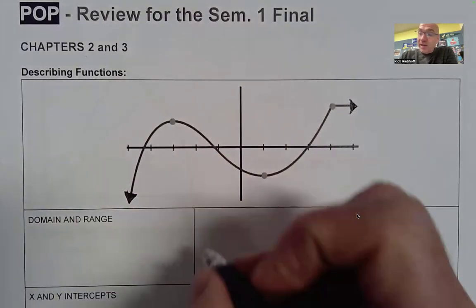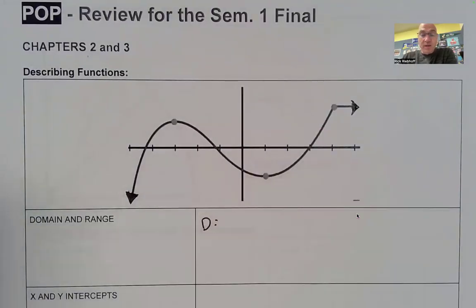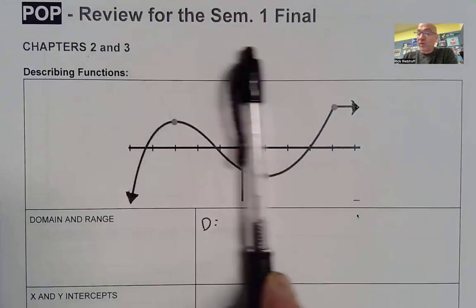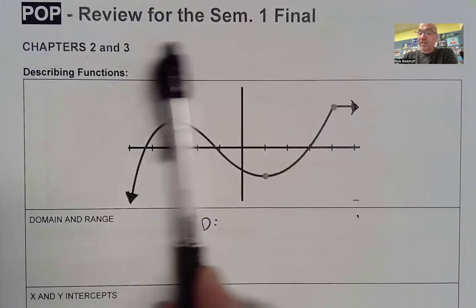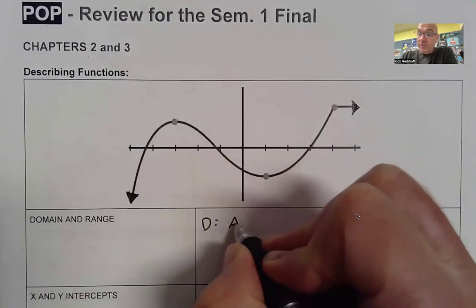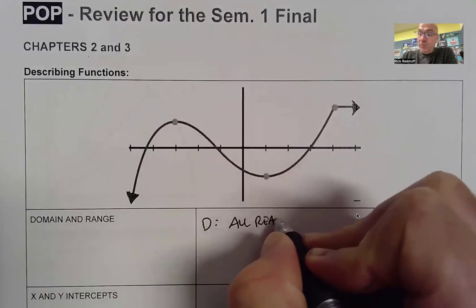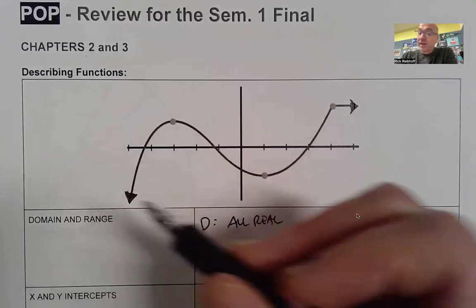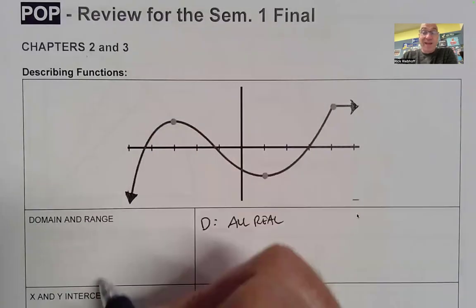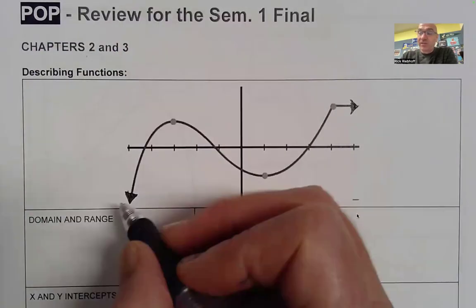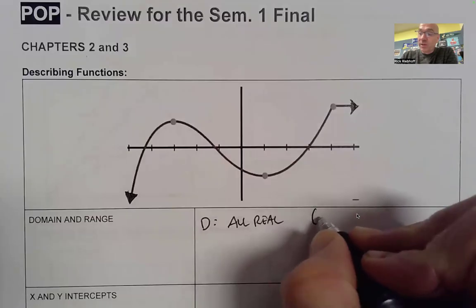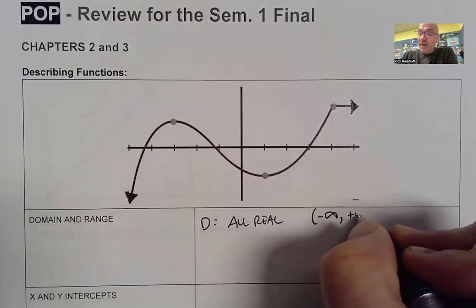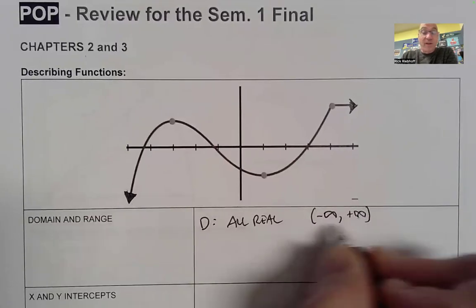All right, domain and range. We should be starting to get pretty good at this. Domain is what works for X, what X values can exist, and it looks like all real, right? We go forever in both ways, forever this way because of that arrow, looks like forever this way because of this arrow. There's no asymptote restricting it, right? So I'm going to assume it's all real. We're going from negative infinity to positive infinity. Either one of those would be fine.